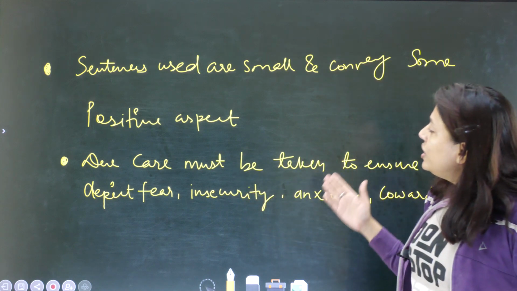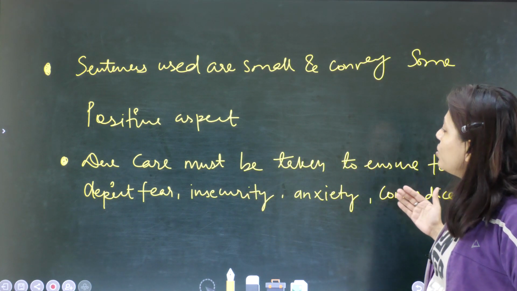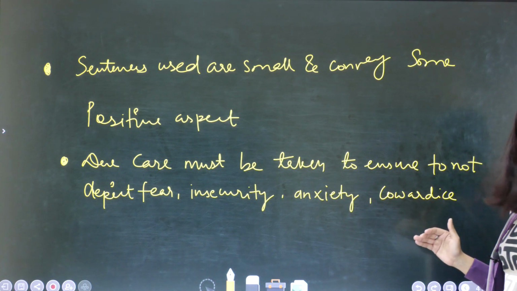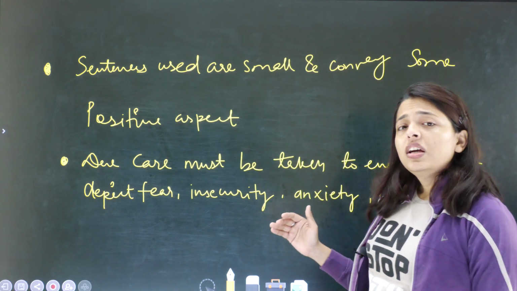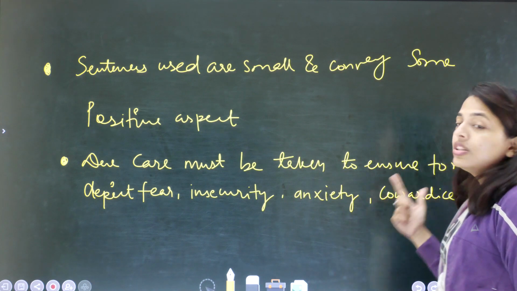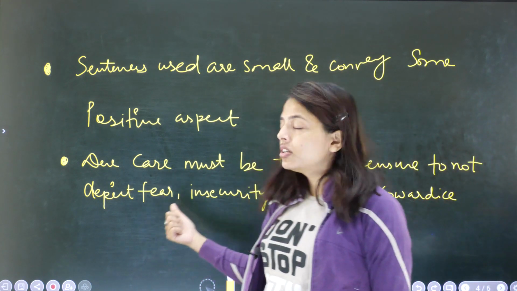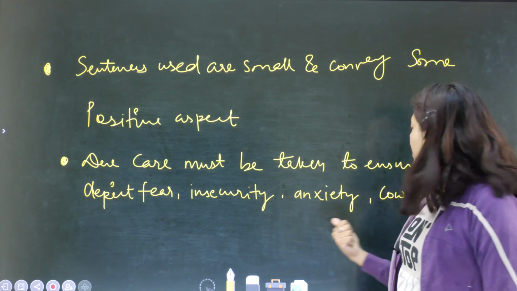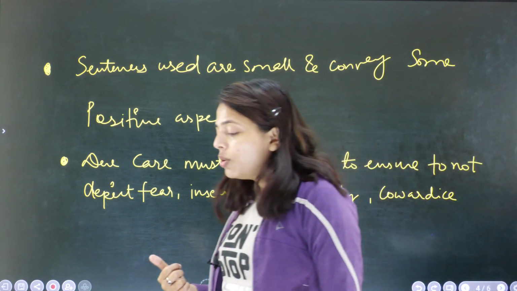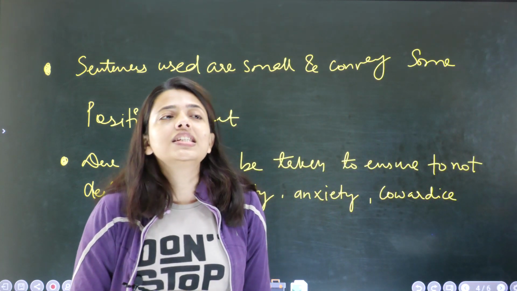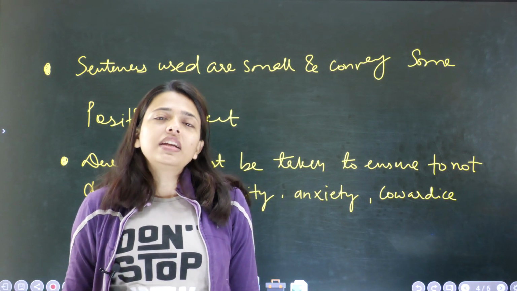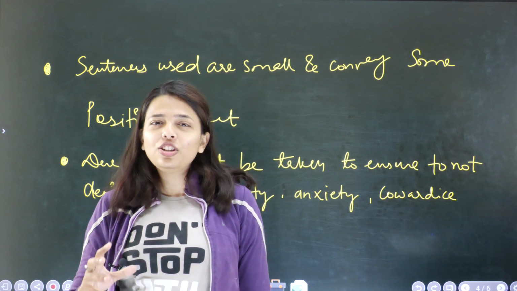The next thing is due care must be taken to ensure not to depict fear, insecurity, anxiety, cowardice. Okay? Basically, these are the things which are again not accepted in WAT. So do not depict your fear, do not depict your insecurity, do not show your anxiety and cowardice in the sentences. So basically there are various uses of sentences, but the best use is the acceptable and very much expected use of the sentence which they seek in your response sheet.